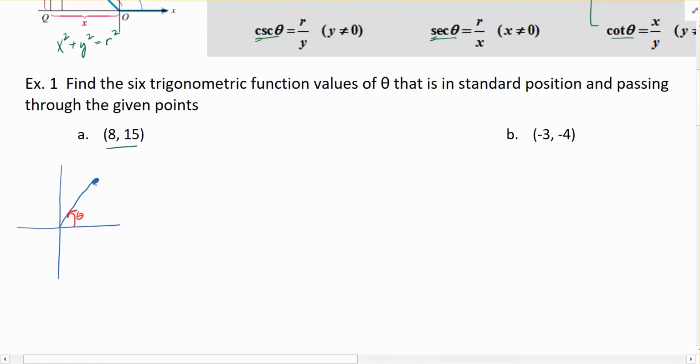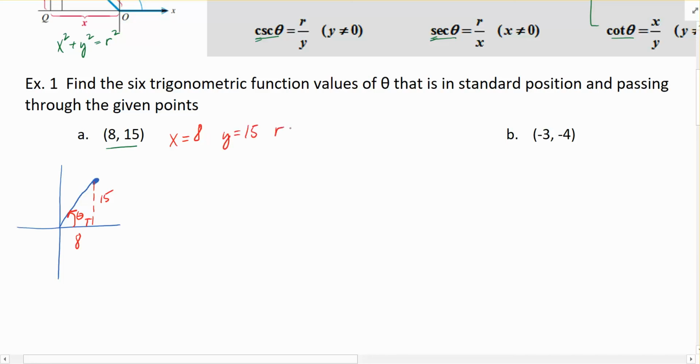So I'm going to drop a vertical perpendicular line down to the x-axis, and I'm able to then identify that one of the legs of my right triangle along the x-axis has to have a length of 8. One of the legs on the y-axis, or moving a distance of y, has to have a length of 15, and now I just need to solve for r. So if I were to summarize that, I know that x is equal to 8, y is equal to 15, and I need to figure out what r is.